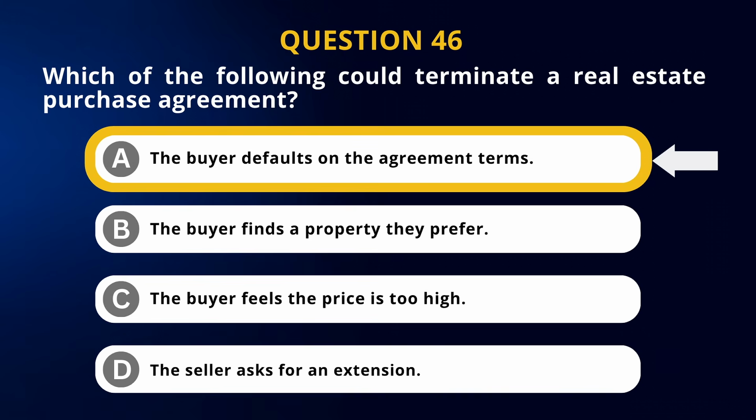If the buyer finds a property they prefer, that may not terminate what is binding this buyer to this contract. A buyer feeling that the price is too high is not necessarily a reason that the contract would terminate, and the seller asking for an extension is really not so much grounds to terminate the contract. I mean, obviously, if there was time to perform, there could be stuff. Don't read too far into questions like this and try to overanalyze them. Letter A was clearly the best choice amongst the other 3.